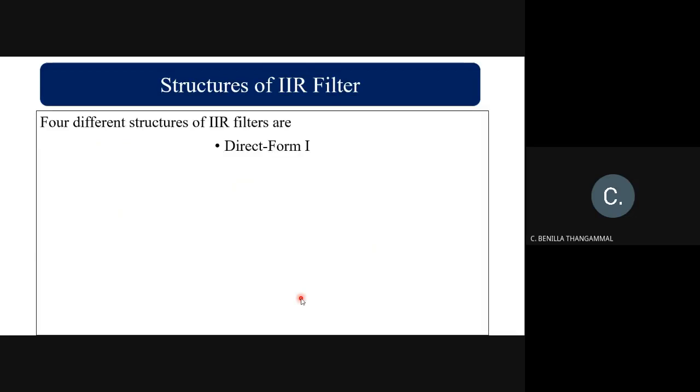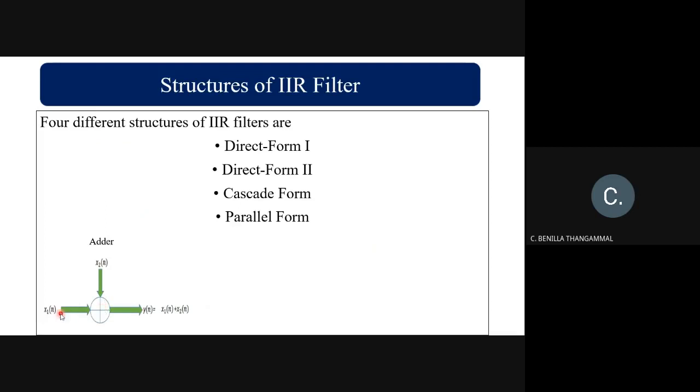Structures of IIR filters. The most commonly used structures are of different types: one is direct form 1, direct form 2, and parallel form.